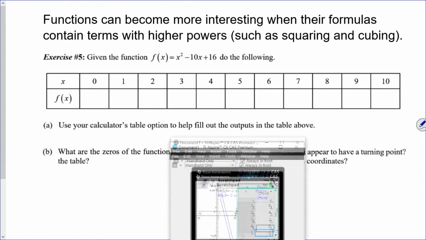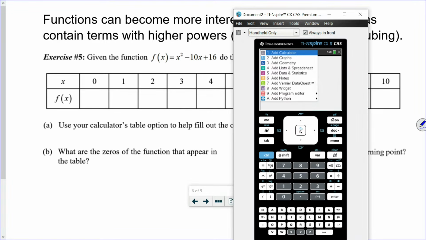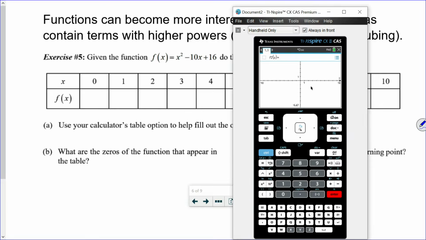Okay, so I'm going to bring this up. Now, one thing I could do is totally clear this out, which is what I'm going to do. I'm going to go to my file and do a new document. I'm going to say no, I don't need to save. And I'm going to add a graph because that's what I really want. And there's my f of x again. It clears it out for me.